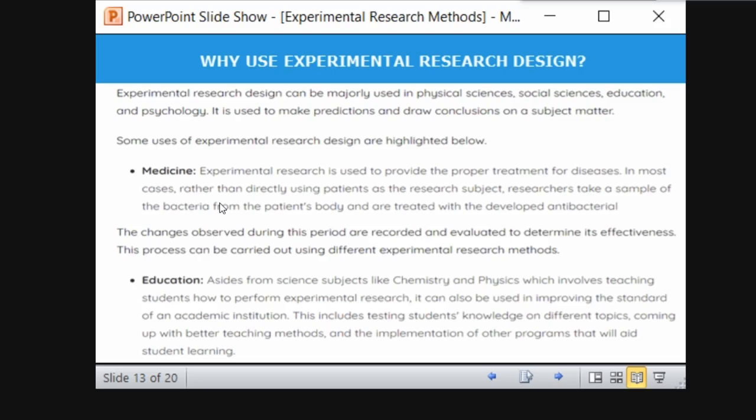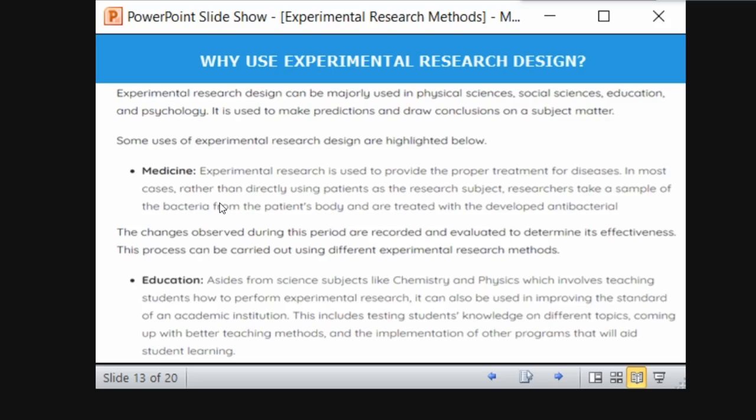When you come to education, we saw lots of examples in education, right? Aside from science subjects like physics and chemistry, which involve teaching students how to perform experimental research, it can also be used to improve the standards of an academic institution. This experimental research design can be used to improve the standards. This includes testing students' knowledge on different topics, coming up with better teaching methods, and implementation of other programs that will aid students' learning. See the students' knowledge after teaching, how their knowledge is.